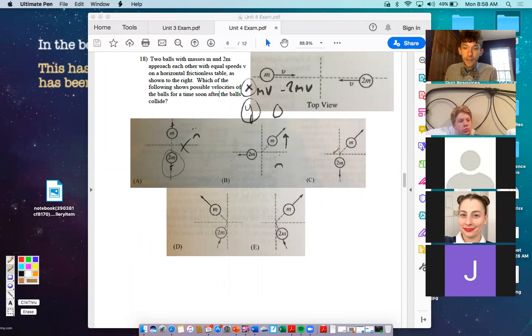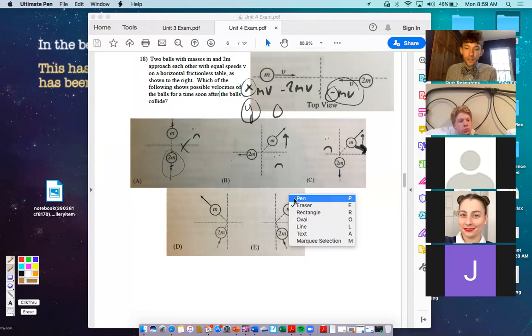Let's see, this one is no good because while it seems like the y momenta will cancel out, this one has an overall positive x. I know already that my x momentum needs to be overall negative because the larger object is moving in the negative direction. So C is a bad answer. And then of course, E is a bad answer for the same reason.